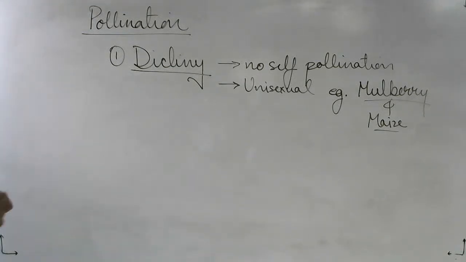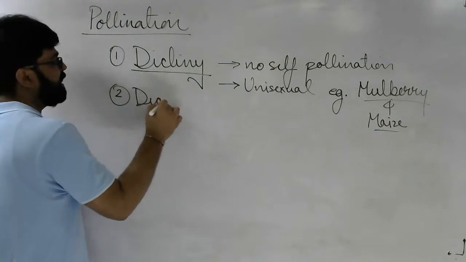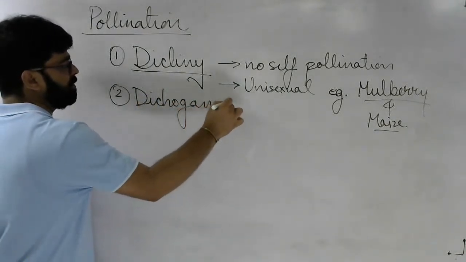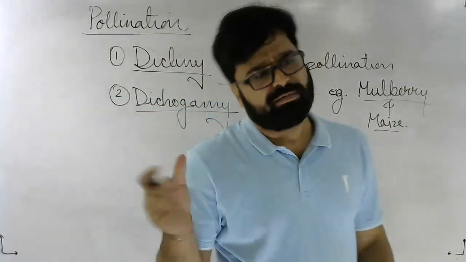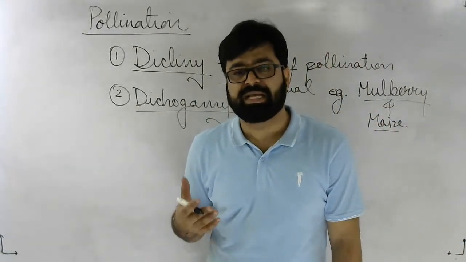Now, the next term is dichogamy. It is the condition in which flowers are bisexual, but the maturity time is different.